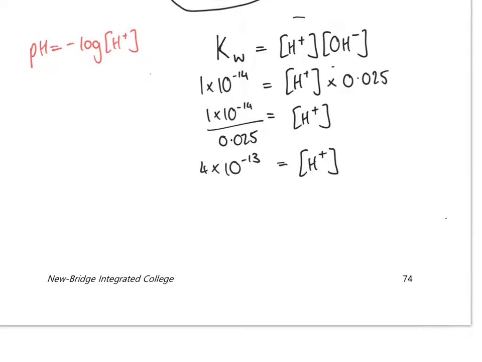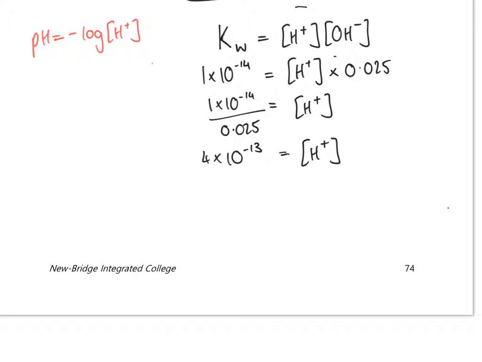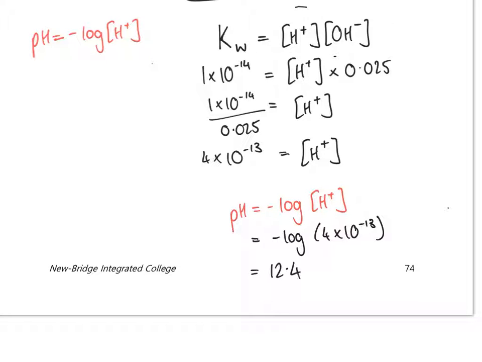And finally, I can now put it into my equation for pH. pH equals minus log H plus, which equals minus log 4 times 10 to the minus 13, which is 12.4. So again, same 3-step process.